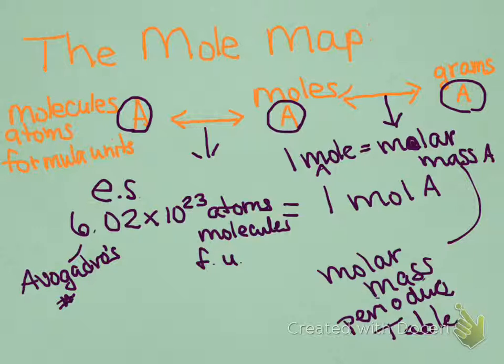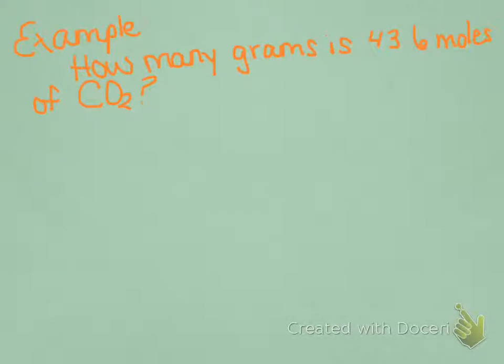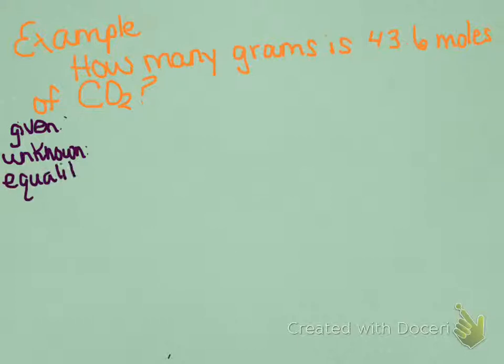So let's just jump right into some examples. Example 1: how many grams is 43.6 moles of carbon dioxide? I'm going to go through all the steps of this. If you get really good and don't write down the steps, the given and the unknown, I'm not going to take points off as long as you show your entire truth table. But if you're struggling with this, it's a really good habit to write all of these things down.